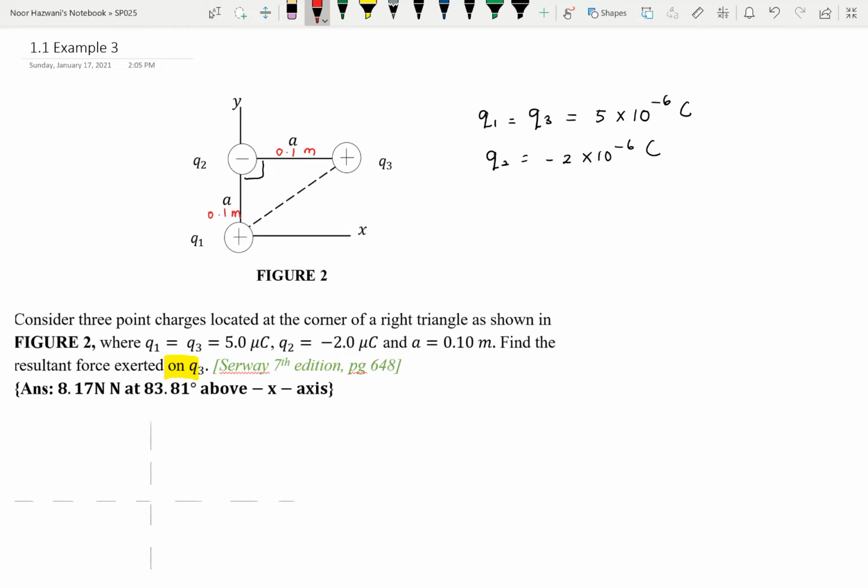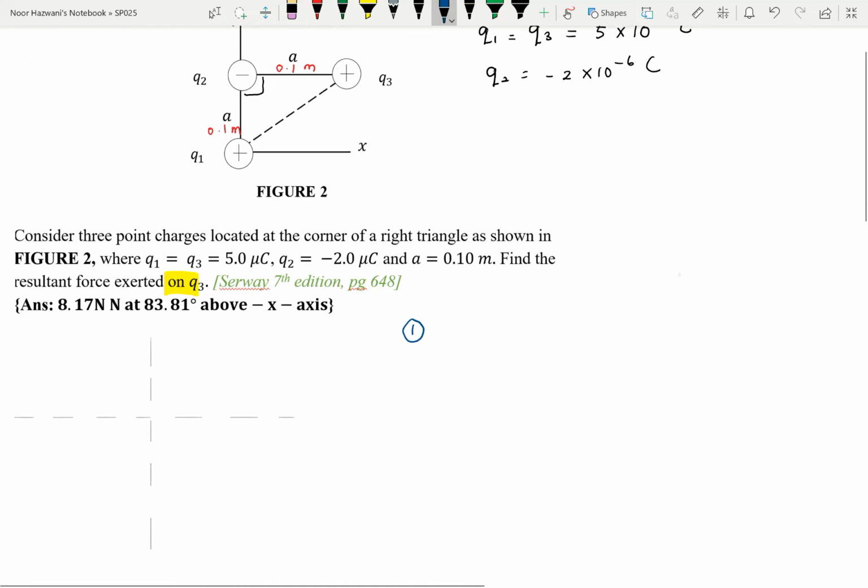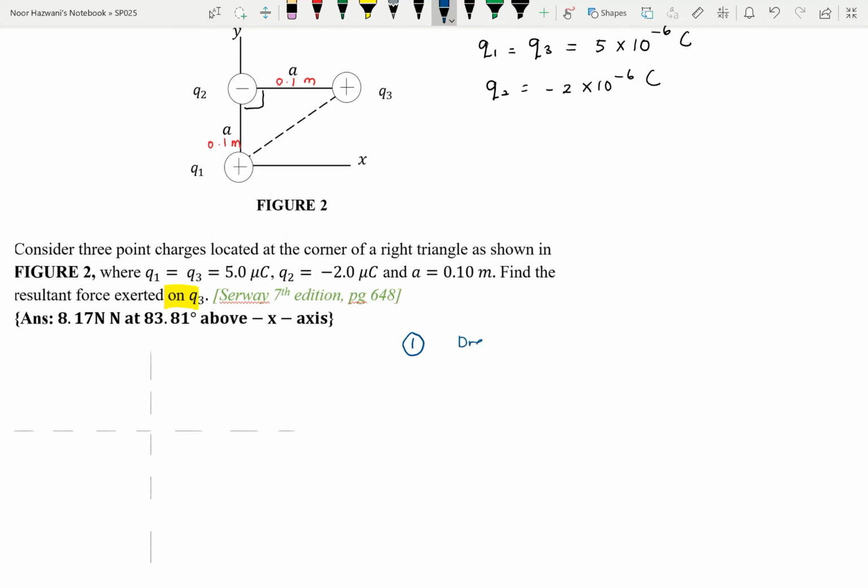Okay. So, first step yang kita kena buat adalah kita mesti draw electric force diagram. Okay. Sama juga dengan case untuk one dimension yang kita bincangkan dalam example 1 dan example 2. Okay. But then, since soalan mention force exerted on Q3, maksudnya you punya electric force diagram akan dilukis pada Q3. Okay, so ini adalah you punya Q3.